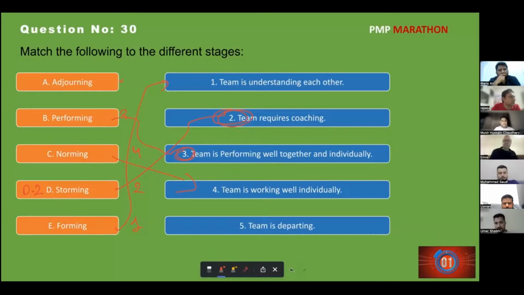So this is right. Adjourning is right. Performing is right. Storming is right. Forming is where you work with each other as individuals. As in, you have been hired individually and you worked awesome, but you are not understanding each other. In norming, I try to understand the people, and now I'm in that phase. Okay, everything else was okay.